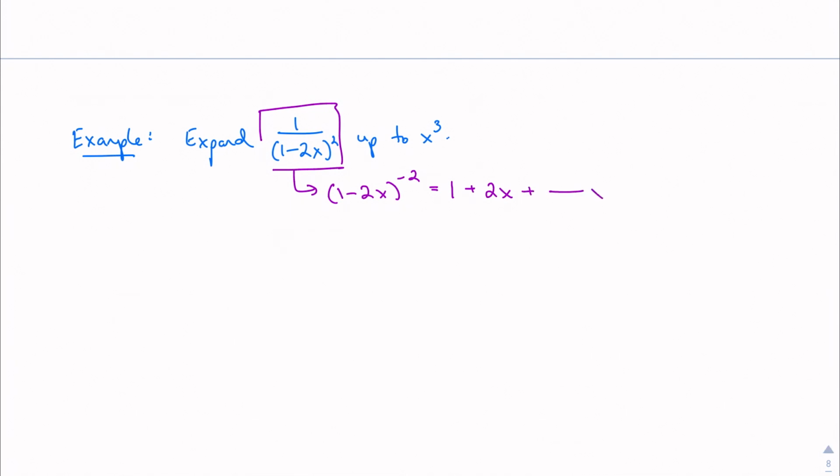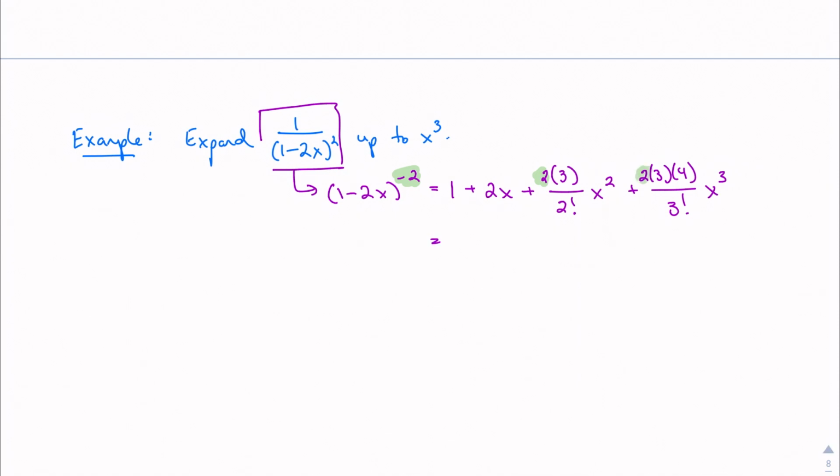My x squared term is going to be 2 factorial, and it's the product of 2 consecutive integers starting with whatever exponent I was given. So I'm looking at x to the negative 2, my term to the negative 2. So I'm starting counting at 2 times 3. I do that again for x cubed, right? So for x cubed, I have 3 factorial, 2 times 3 times 4, the product of 3 consecutive integers, starting at whatever that power was that I was given.